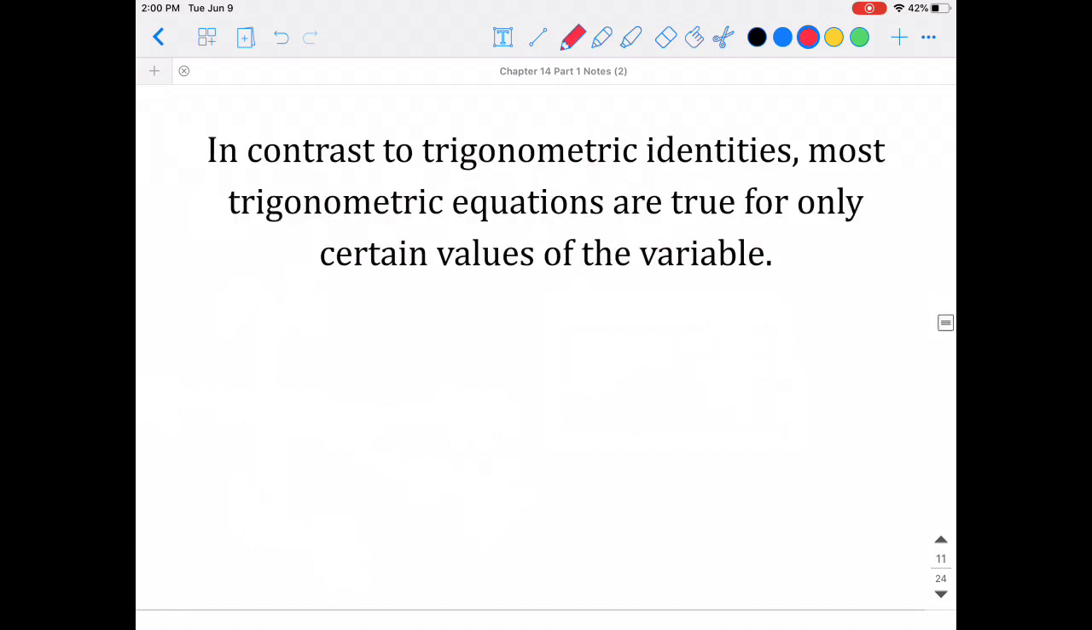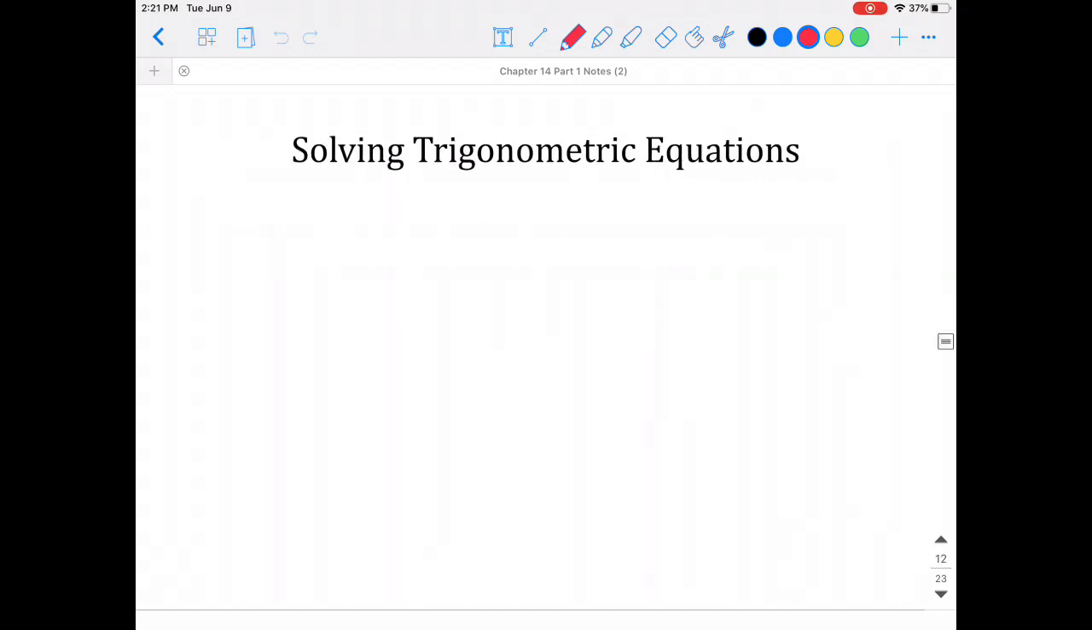And again, so now we're going to solve trig equations. Just to reiterate, in contrast to trig identities, most trig equations are true for only certain values of the variable, which is dependent on our restrictions based on the domain and the range. So let's look at an example for solving trig equations.